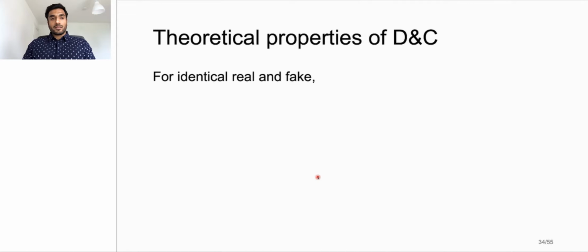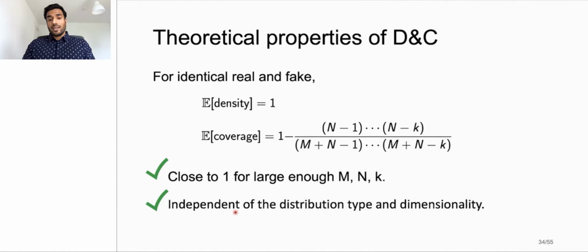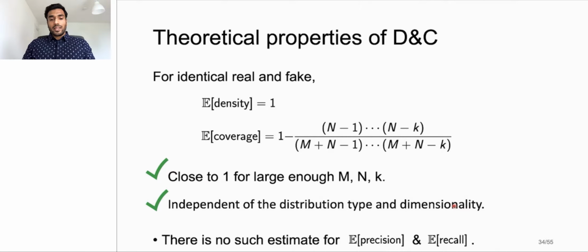Our metrics have some nice theoretical properties. The most important one is that for identical real and fake distributions, we are able to derive the expected behavior. The expected value of density in this case is 1, and the expected value of coverage is this expression, which is 1 or close to 1 for sufficiently large m and n, k. A very nice property here is that this is independent of the distribution type or the distribution dimensionality. We would like to point out that such an estimate does not exist for precision and recall, as shown in our manuscript.